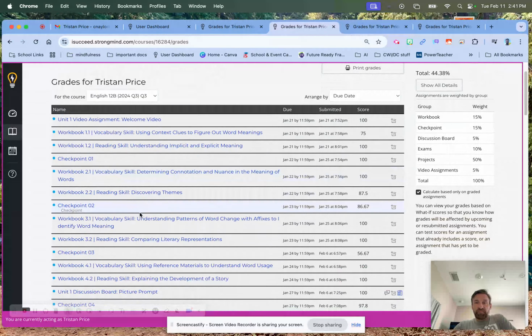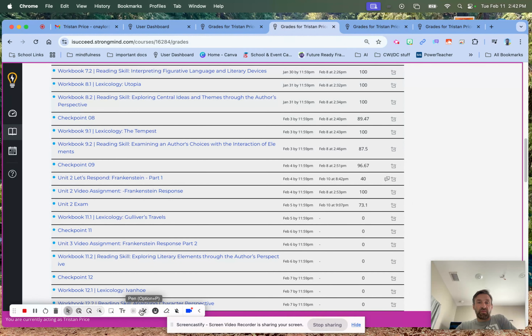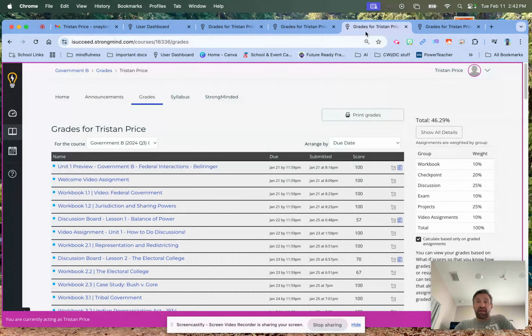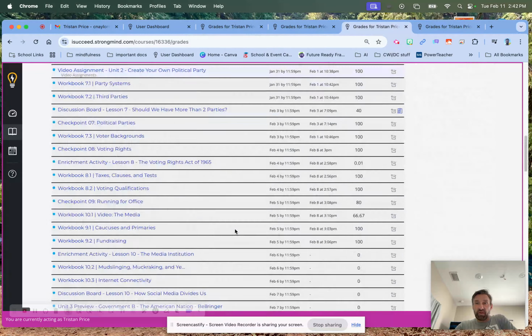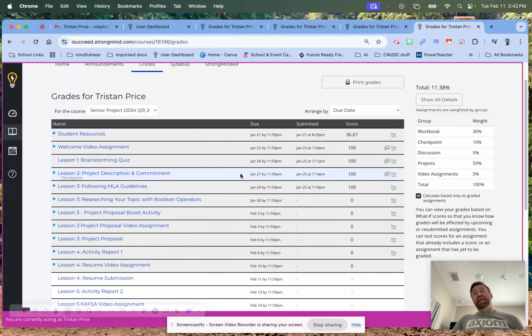So in this class, we can go down, starting on the 10th. This one assignment, Unit 2, Let's Respond, Frankenstein, and the Unit 2 exam, by doing these two things, would have given him a lesson. What I like to do is take my little drawing pen here, and this shows you. He finished these ones on the 10th, so that would have made this count as one lesson. So he's got one lesson done this week in that class. And in this class, scrolling down, he didn't do any work, and he didn't do any work in this class either. So what I count is one lesson.